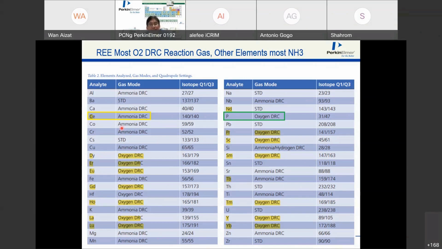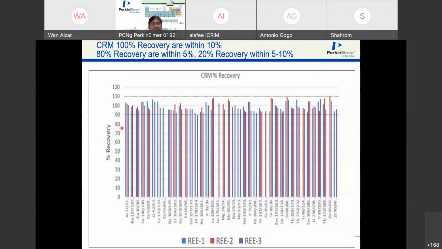Okay, so this is basically what kind of mode is to be run, and this is checking on the CRM for rare earth elements. You can see that recovery is 100% for all rare earth elements, 10%, and 80% even below 5%, 20% of rare earth elements 5 to 10%. So in this method you can see there are laser ablation methods, fusion methods, and microwave methods. However, for some customers, because microwave is quite expensive, maybe you can try a hot plate.